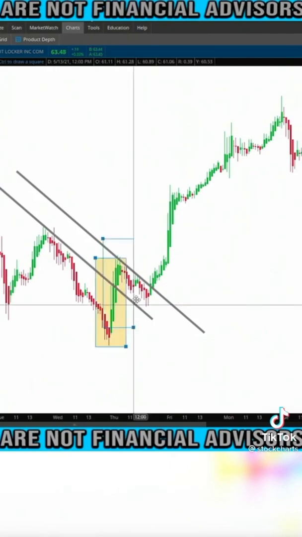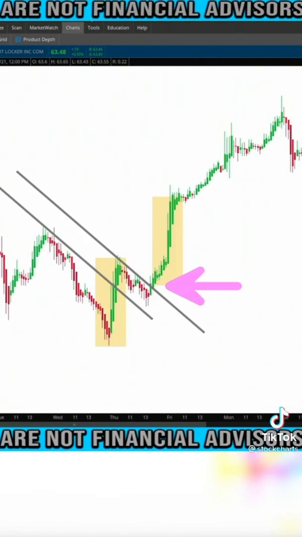Where do you take targets? No problem, range box duplication. Here's a hint, make sure you use the range box based off this breakout line.